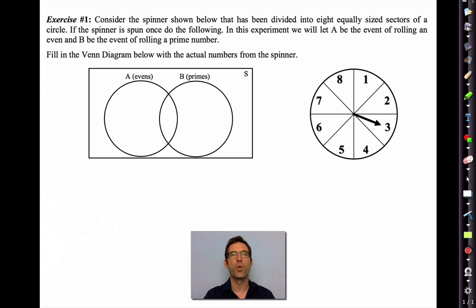Exercise number 1. Consider the spinner shown below that has been divided into 8 equally sized sectors of a circle. If the spinner is spun just once, do the following. In this experiment, we will let A be the event of rolling an even, and B be the event of rolling a prime number. Fill in the Venn diagram below with the actual numbers from the spinner. Test your memory a little bit. See if you can remember what primes are. I think you know what evens are. And try to fill in that Venn diagram.